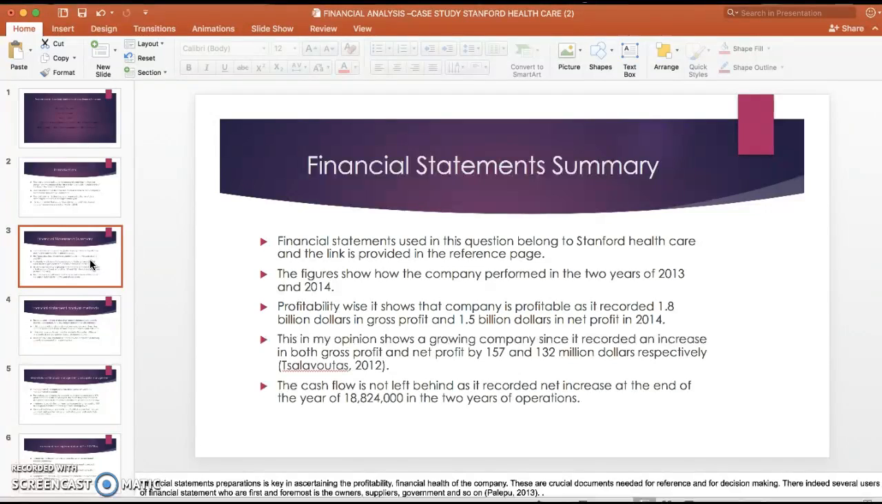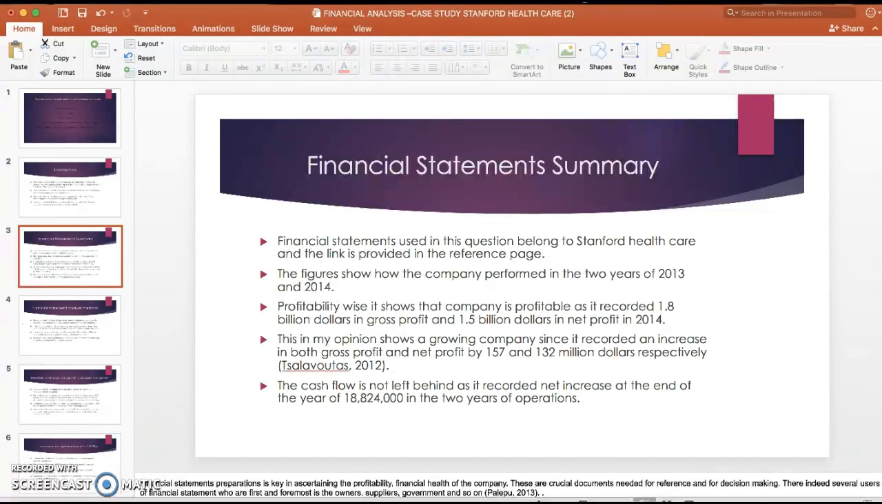Profitability-wise, it shows that company is profitable as it recorded $1.8 billion in gross profit and $1.5 billion in net profit in 2014. This is, in my opinion, a growing company since it recorded an increase in both gross profit and net profit by $157 and $132 million respectively. The cash flow is not left behind as it recorded a net increase at the end of the year of $18,824,000 in the 2 years of operation.